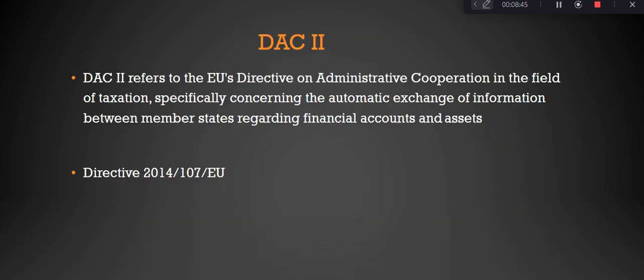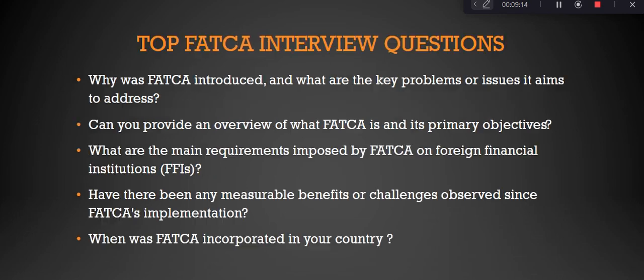Now let's come to the UK. In the UK we have DAC, or the Directive on Administrative Cooperation. This is similar to the US directives of FATCA. Here it focuses on automatic exchange of information between the UK government and the foreign financial institutions. There are a number of points in the DAC. If you want me to cover those, do let me know. I'll go ahead and make a video.